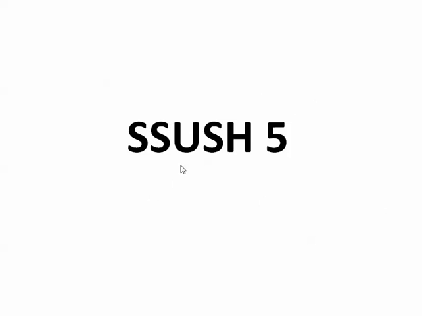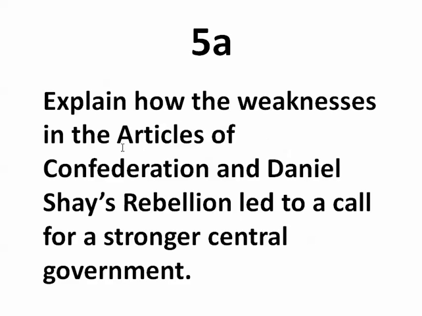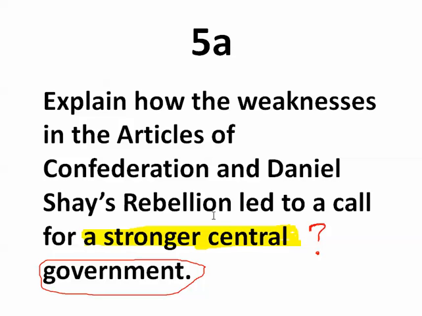Alright, let's look at Standard 5 real quick, Unit 2. 5A says, explain how the weaknesses in the Articles of Confederation and Daniel Shays Rebellion led to a call for a stronger central government. Let's look at this bottom part down here. Led to a call for a stronger central government. What do we mean by stronger central in a government form?